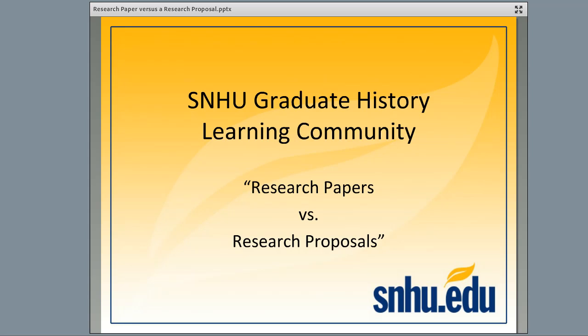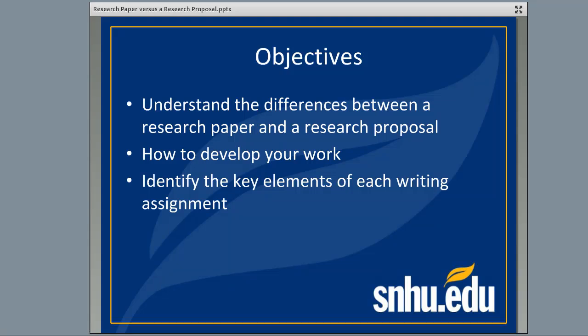Both types of writing assignments are important to your academic program, and they are also key to the work of the historian. So when we focus on the concept of a paper versus a proposal, it is very important to understand because you will be utilizing these two types of writing styles at various times within your career. A couple of objectives I've identified for our time together is first to understand the differences between a research paper and a research proposal.